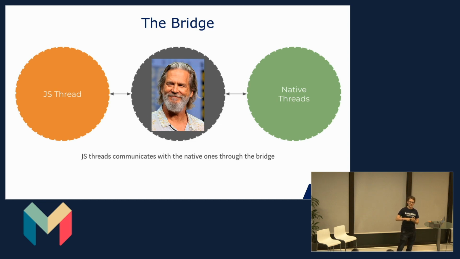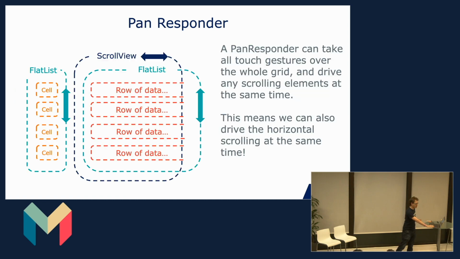So we don't want to have to send multiple things back. We don't want to send a command down, get some information back that we scrolled, and then send another command down to say, now scroll this other component. It's going to keep us out of sync. So how can we tell both of our flat lists to scroll at the same time? Well, this is where we come to a lovely idea of a pan responder.